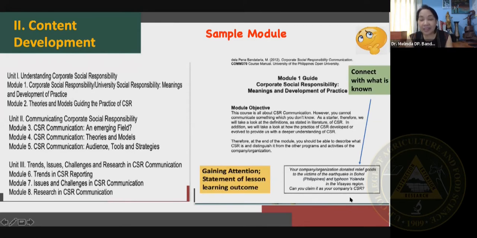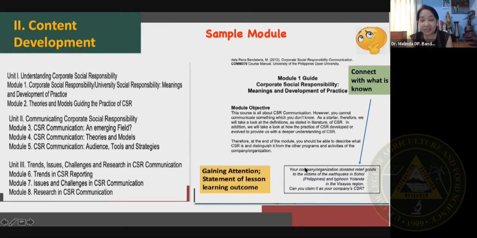So, connect to what is known. Ito, alam nila to. Nangyari to. When I was writing it, ito yung mga nangyayari noon. So, I connected our discussion to what is known or what was known at that time. So, I gained their attention, piqued their interest on what we will be discussing. Because we will be talking about the meaning and the development of practice, especially in the context of the Philippines.